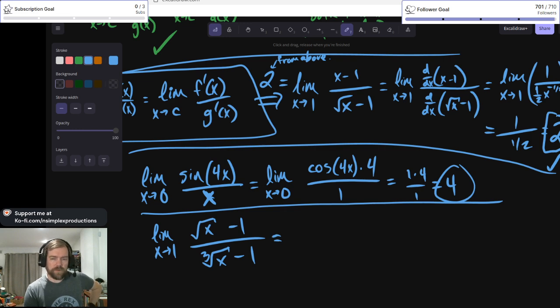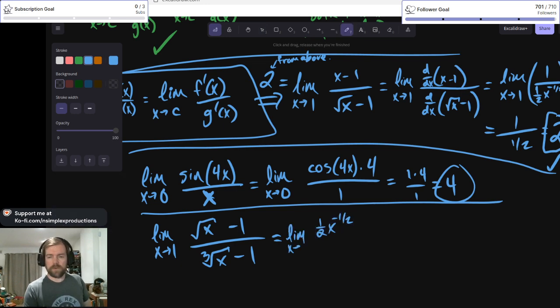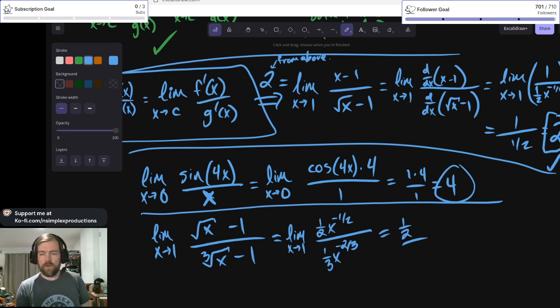Right, if we take the derivative of both the top and the bottom, the top gets us 1/2 x to the negative 1/2. Limit as x goes to 1 of 1/2 x to the negative 1/2 over 1/3 x to the negative 2/3. If we plug in 1s into both of those terms, then the x terms are just 1. And so we end up with 1/2 over 1/3, which is 3/2.